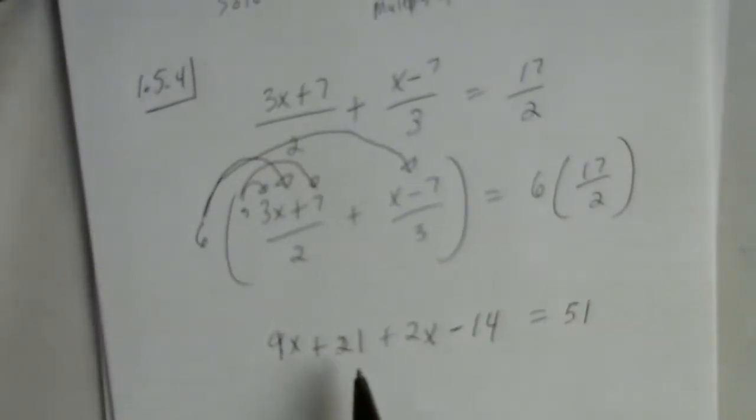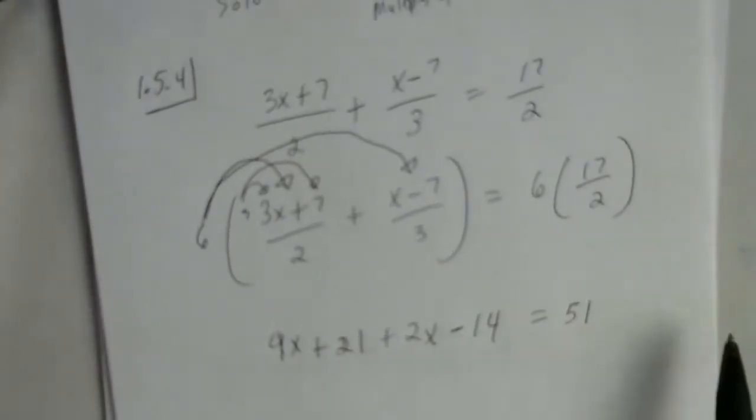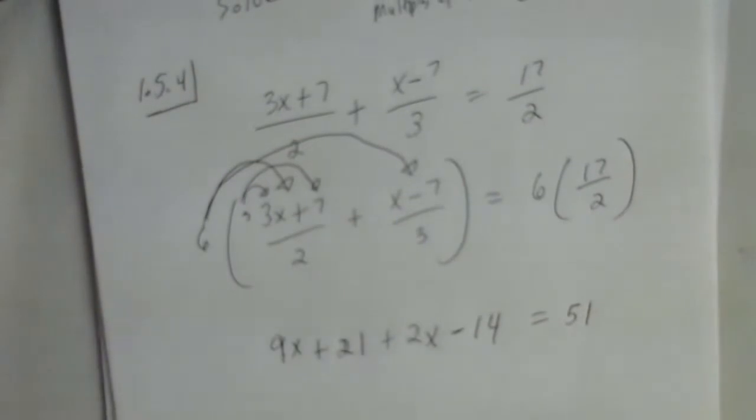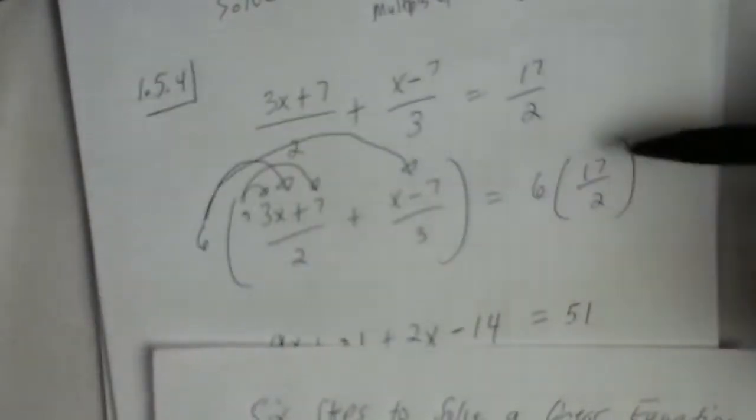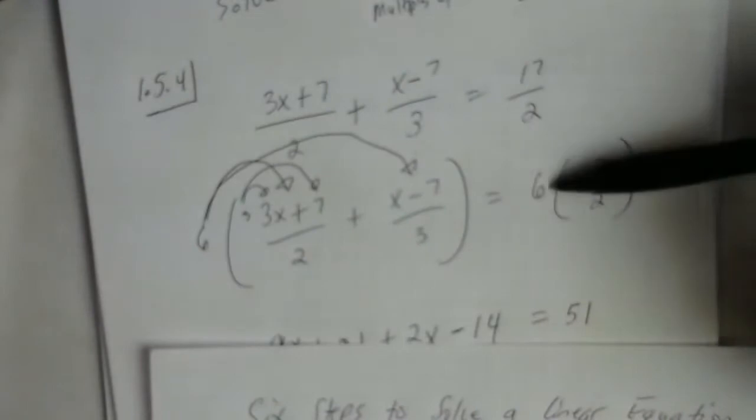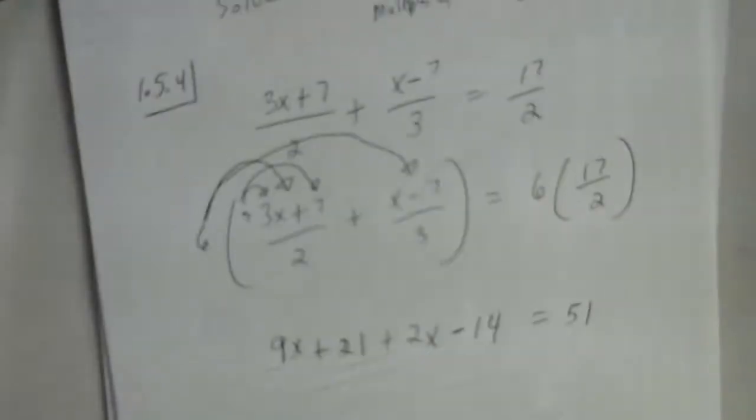So notice that all of our fractions are now gone. So that was the first step. We removed the fractions. We also removed the parentheses in that process. Now we'll combine like terms on each side.